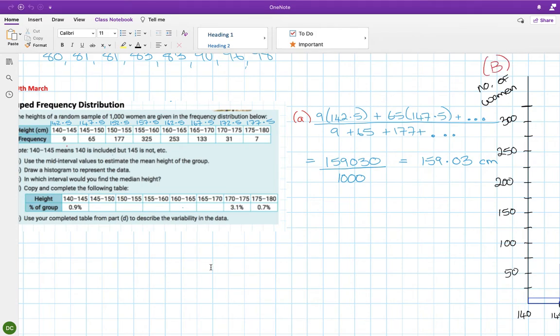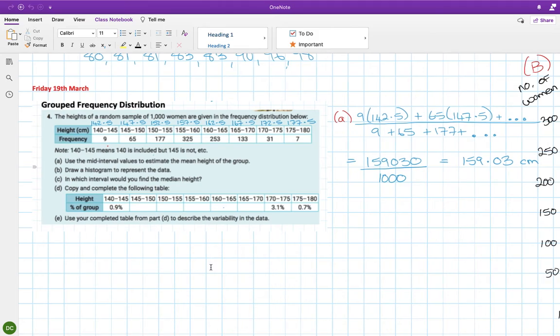B. Okay, part C. In which interval would you find the median? Okay, so for C, we do half of the 1,000 women. Half of 1,000 is 500 because it's even. We look to see, can we find the 500th and the 501st data points, and then hopefully they're both in the same interval, which they normally are.